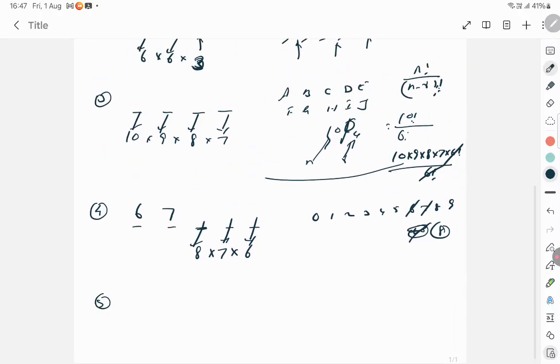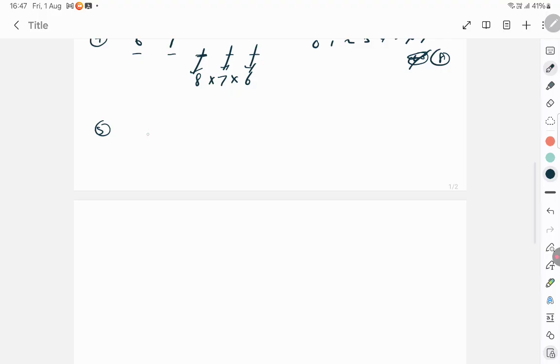Let's go to the fifth question. The fifth question is: a coin is tossed 3 times and the outcomes are recorded.